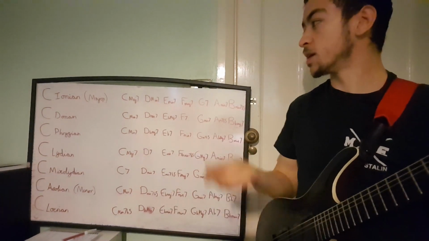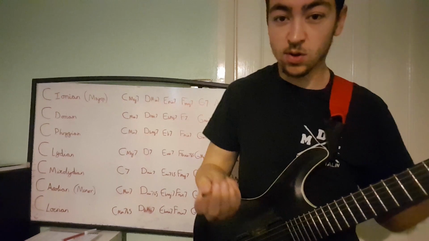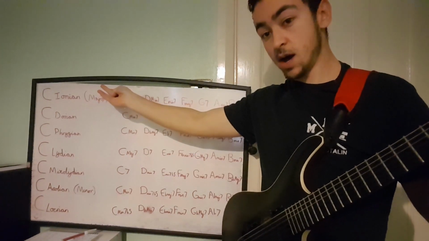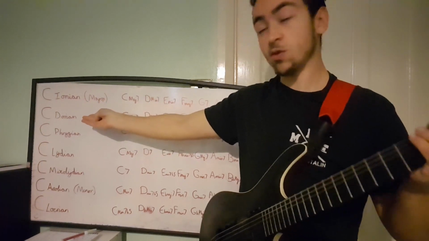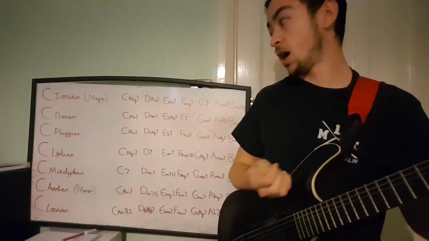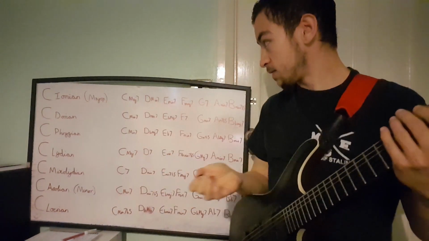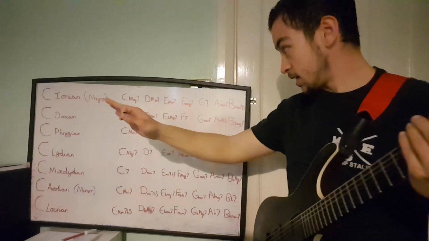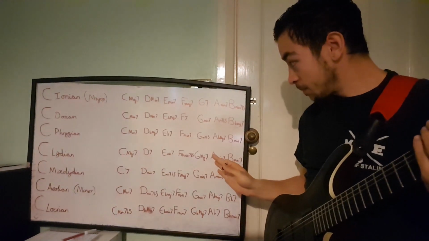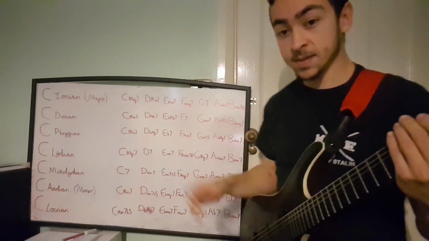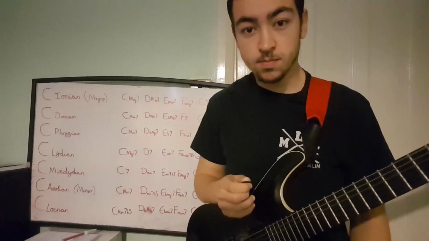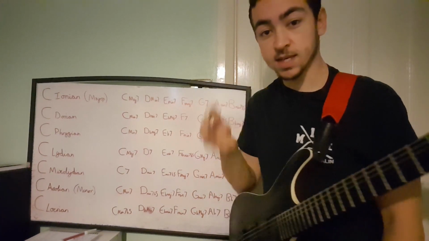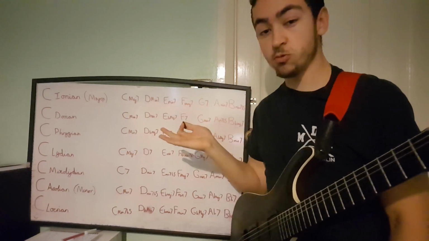A parallel mode is basically a mode that has the same tonic or root note. So for example, C major is a parallel mode to C Dorian because it's got the same root note, and so on and so forth. So I've laid out all the modes with the tonic of C, and I've laid out all the chords here that are in these particular keys, and I'm going to show you how to make a chord progression using modal interchange. So the easiest way to explain this would be to take a major chord progression.